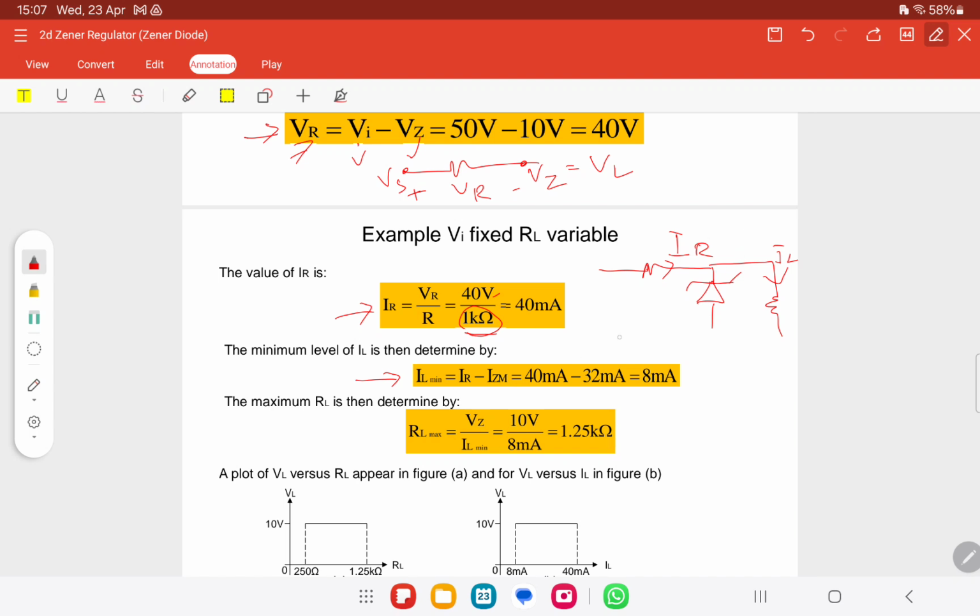Okay, so IZM is the maximum Zener diode current, kan, yang dia bagi. IZM biasanya dia bagi PZM. Okay, this is the maximum value. So we assume this is the maximum. Kita dah ada IR, kita ambil yang maximum. So the IL is minimum lah, kan. Betul tak? IR equals to, tak muat.